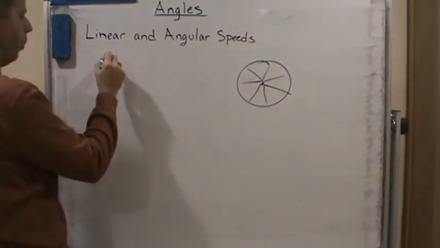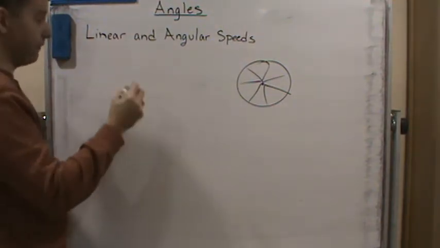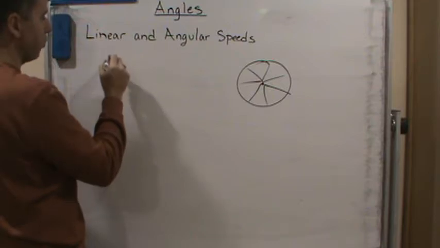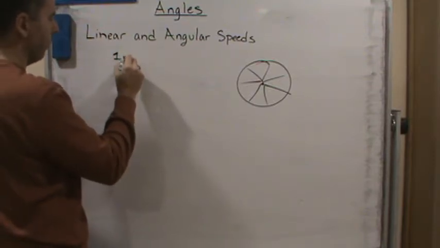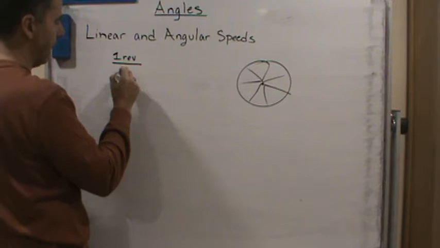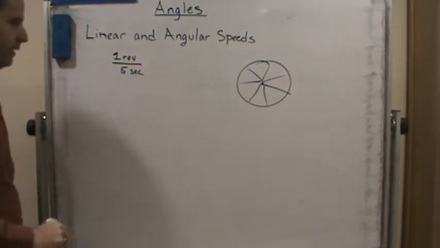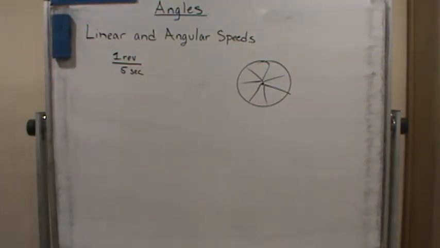And it goes one revolution every 5 seconds. So I'm going to write that. So it's one revolution for every 5 seconds. Okay, that's the rate at which it's turning. Now I want to find the angular speed in radians per second. So radians per second. This is easy, right?